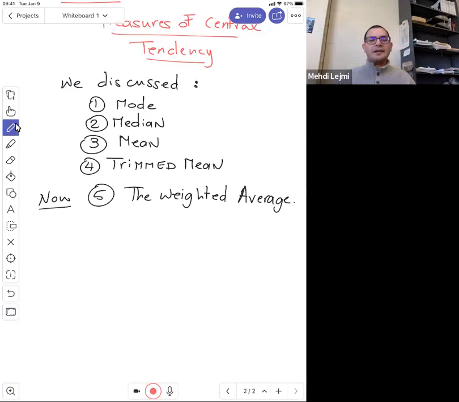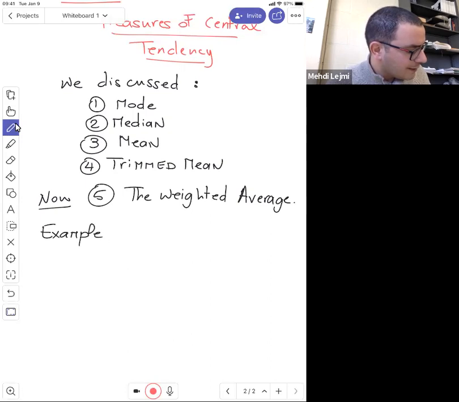So the idea here, guys, in the weighted average is that some data values have more importance than others, okay? Each data value has a corresponding weight. I have this example where we compute the course grade. Just to remind you very quickly of the example, we have the student.